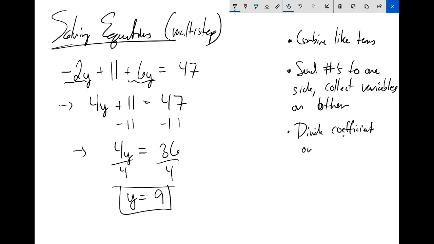Okay, and so then the last step is you just divide by the coefficient. And remember, the coefficient is basically the number on the variable term. So you combine all your like terms. Once your terms are combined on both sides, once you can't do anything more to the left-hand side or the right-hand side of the equation, send all your numbers to one side, collect all your variables on the other side, and then the very last step, you may have to divide to get rid of some number that's attached to it. Send all your variables on one side, send your numbers to the other side.